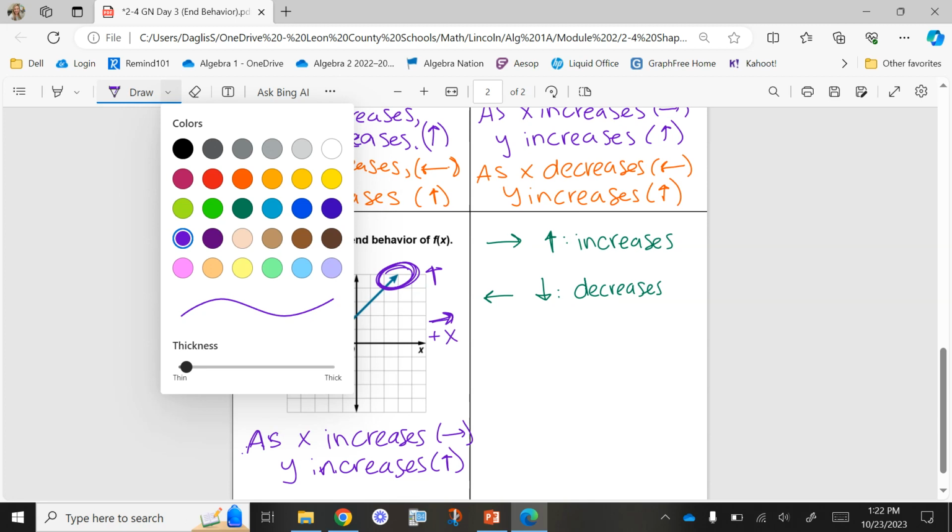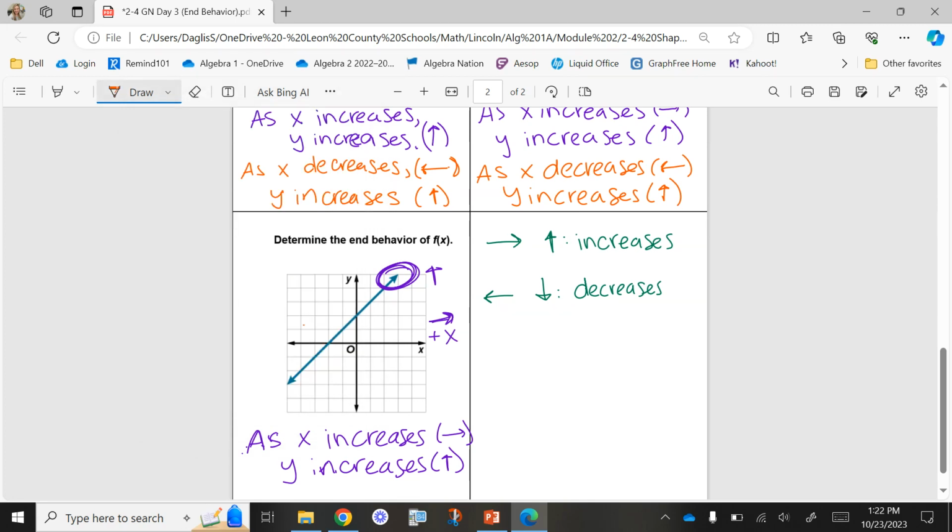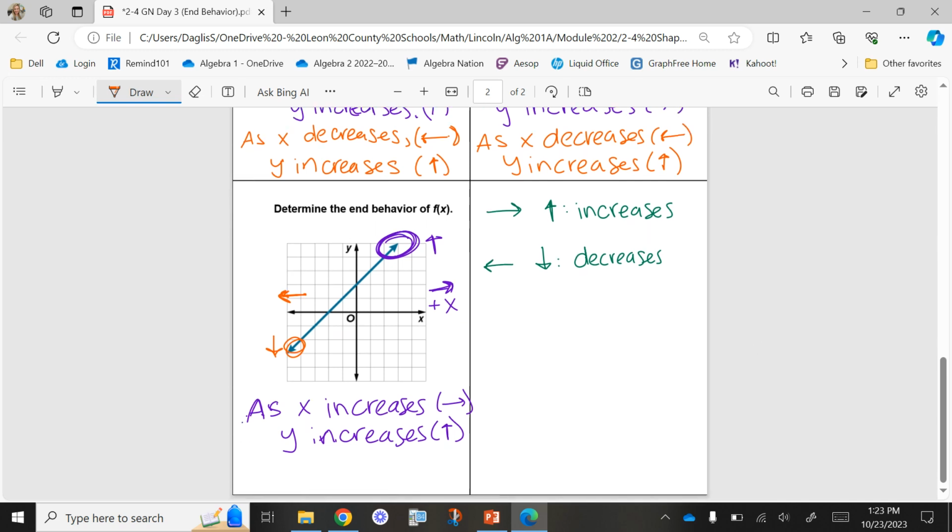Okay? And now, on the left side, we're going where? Down. Okay, so how am I going to say left and down using our words? Decrease. I wrote too big again. As x decreases, okay, that's the left side. Y also decreases because it's going down.